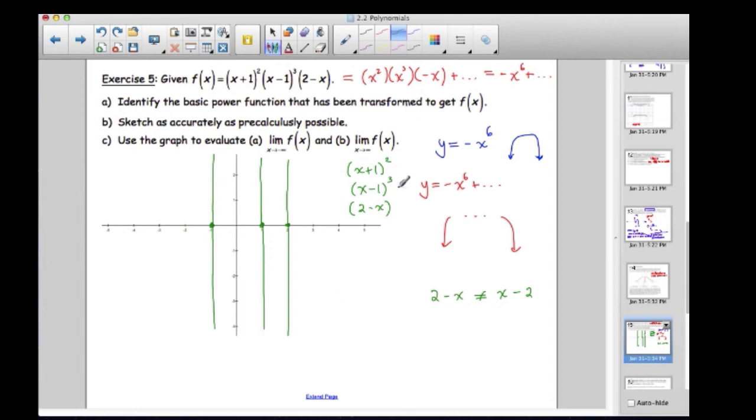y. So in each region, I'm going to pick a test value: negative 2, 0, 1.5, and 4. I'm going to take these sample x values and substitute them in one at a time. I'm going to do it kind of quickly, so you might want to pause the video and see what happens when you substitute these numbers in.